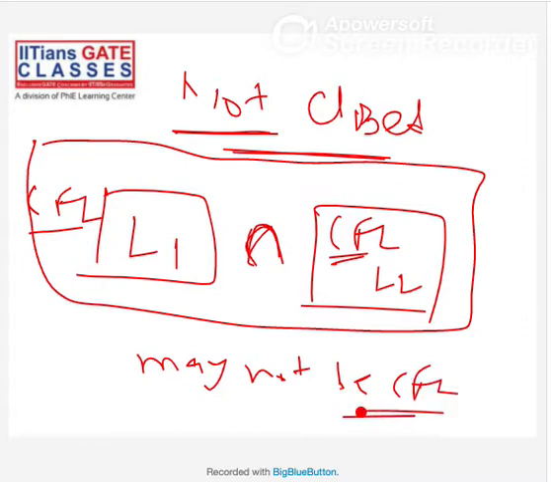The result may be a CFL, or may not be, and that is why we say that the set of CFLs is not closed under the intersection operation. Because if you take the intersection of two CFLs, the result may not be a CFL. We will see an example where the intersection of two CFLs is not a CFL. Anyway, this is the meaning of not closed.